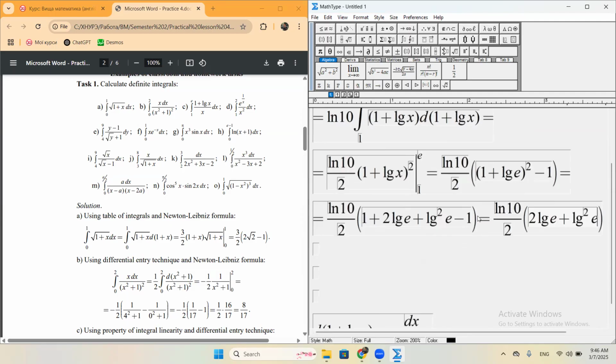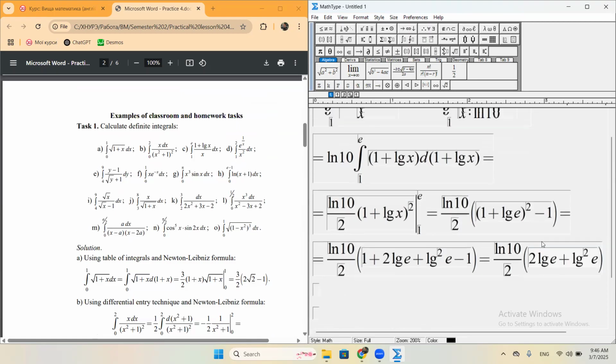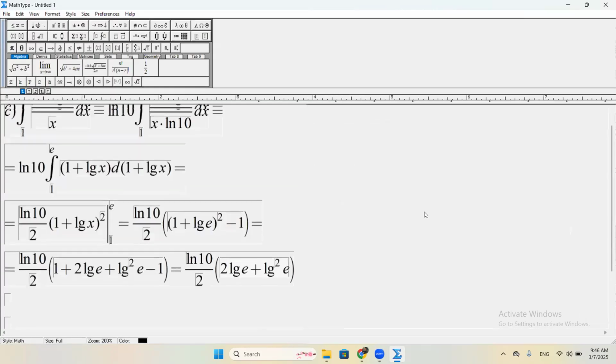Any questions about this exercise? Could you scroll up a bit, please? Yes.